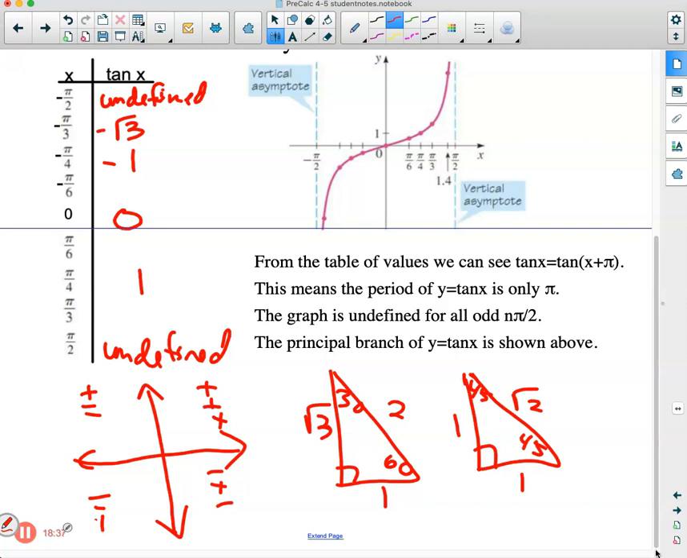Pi over 6. 180 divided by 6, that's 30. So I need tangent of 30. Opposite over adjacent, 1 over the square root of 3. Well, we had to rewrite that enough. We know it's going to be the square root of 3 over 3. But it's in the fourth quadrant, so it needs a negative. Well, pi over 6, we just did that one. That's 30 degrees. The tangent of 30 degrees is square root of 3 over 3.